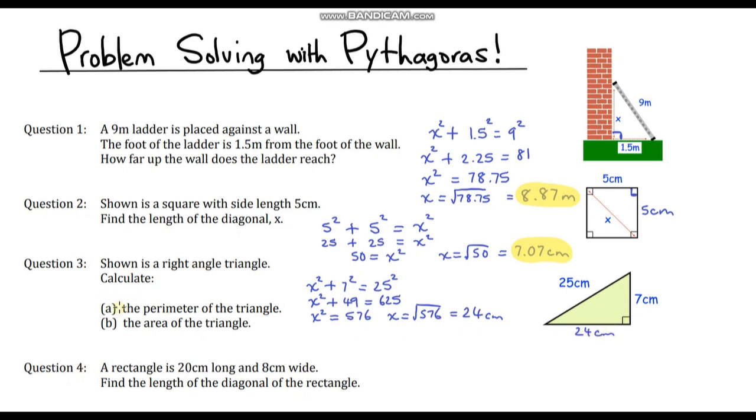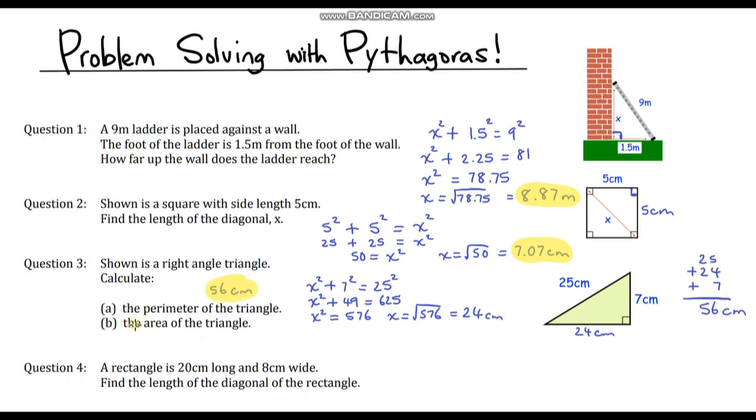So we still haven't finished part A. The perimeter, well, we just need to add up all of these. So it's going to be 25 plus 24 plus 7. I don't need a calculator for this. 25 plus 24 is 49, plus 7 is 56. So 56 centimeters. Oh, let me just make that clearer. 56 centimeters is my answer for part A.